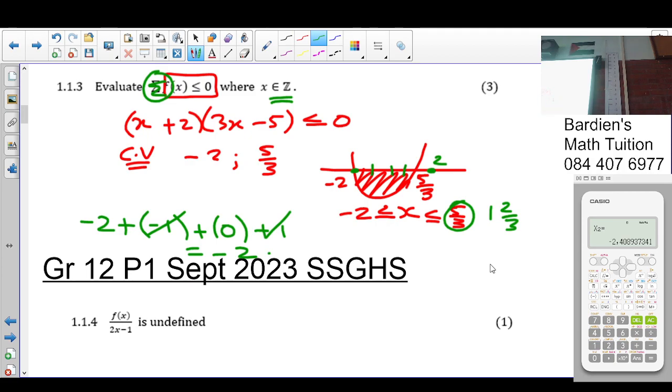Okay. Of course, there are 3 marks there. You get it up until this point here. So your critical values is 1 mark. Your inequality is 1 mark. And getting negative 2 is another mark.